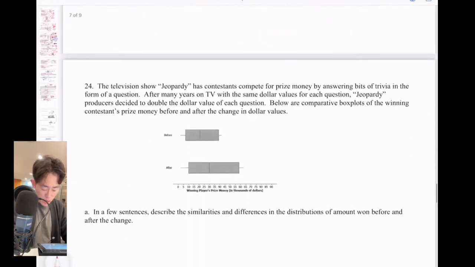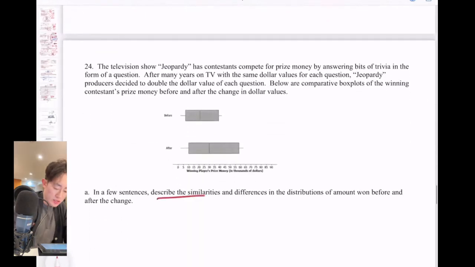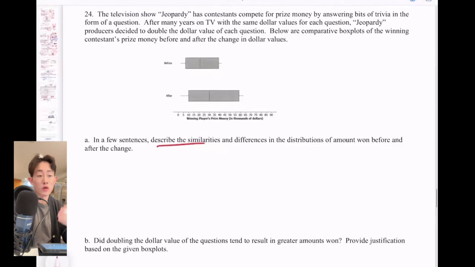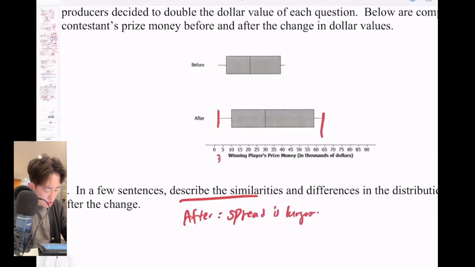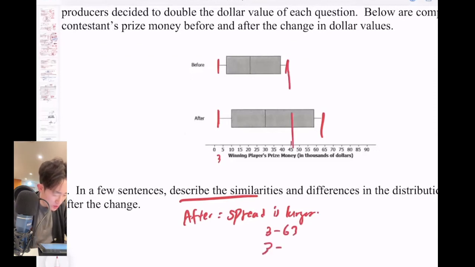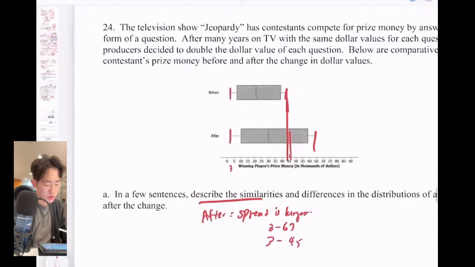Next, number 24. In a few sentences, describe the similarities and differences. Okay, so again, on the day of the test, you're going to write down complete sentences, but let's just talk about what are some very, very subtle differences between the two. First, the spread. Obviously, for after, the spread is larger. It's about 3-ish to 63-ish, whereas the before is about 3-ish to about 45-ish or so.